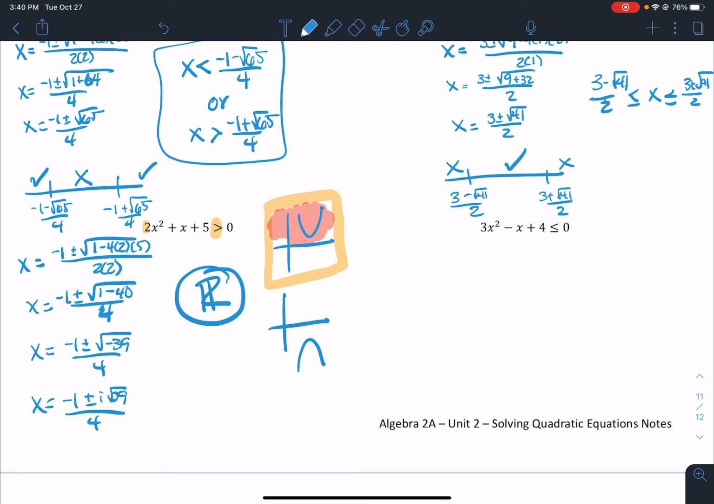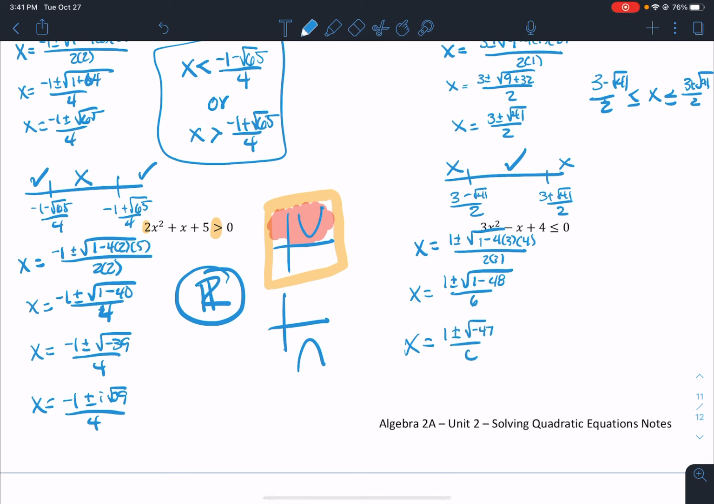To contrast, if I had x equals 1 plus or minus the square root of 1 minus 4 times 3 times 4, all over 2 times 3. So x would equal 1 plus or minus the square root of 1 minus 4 times 3 is 12, 48, over 6. So x would equal 1 plus or minus the square root of negative 47 over 6, and 1 plus or minus i root 47 over 6.